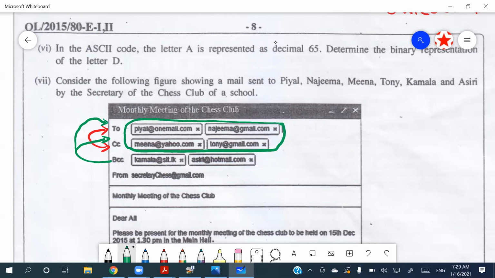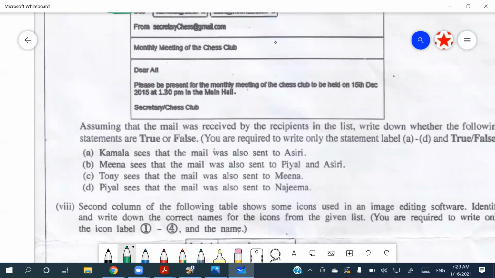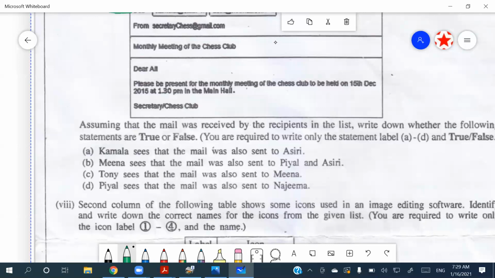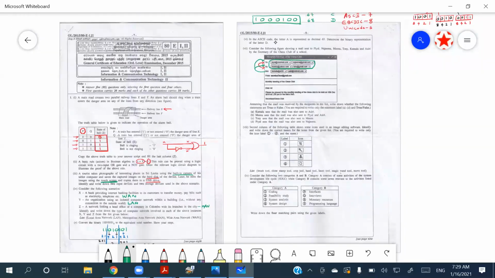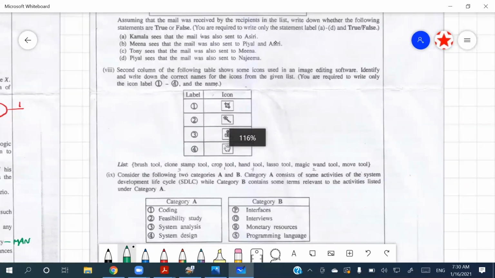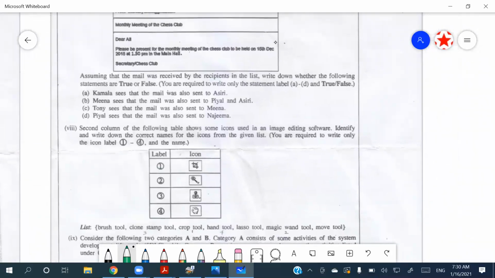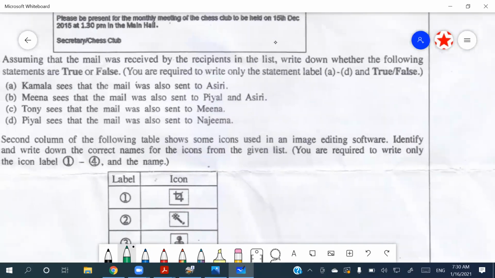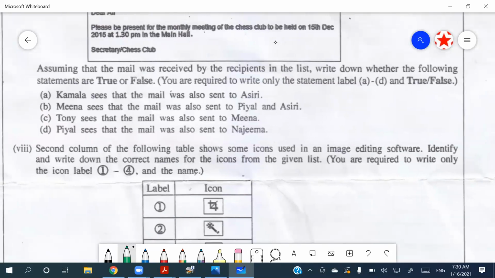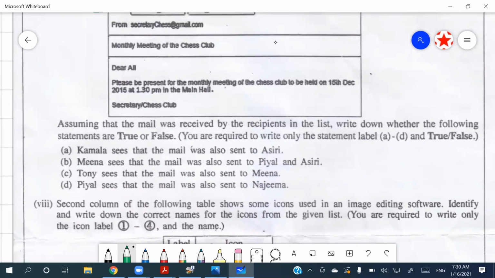So let's see what they have asked. Yeah, they are asking us to write true or false. Right, so it says Kamala sees that the mail was sent to Asiri.